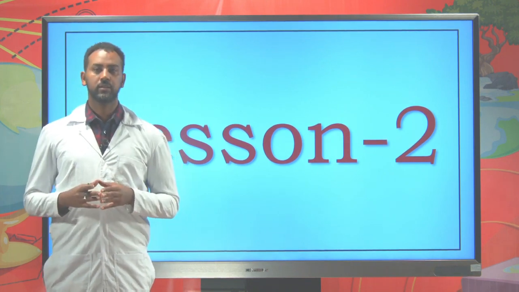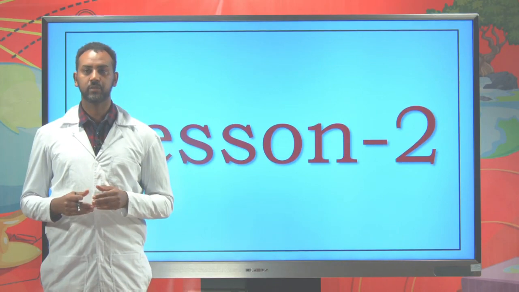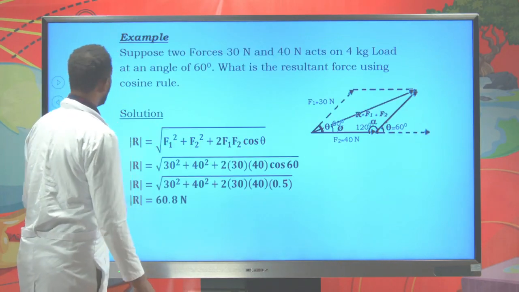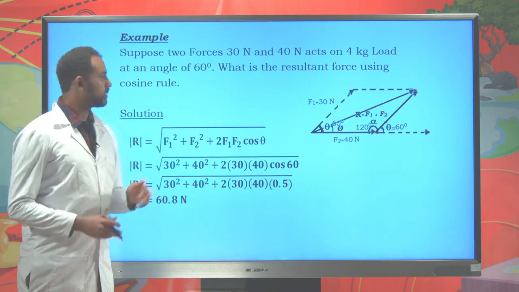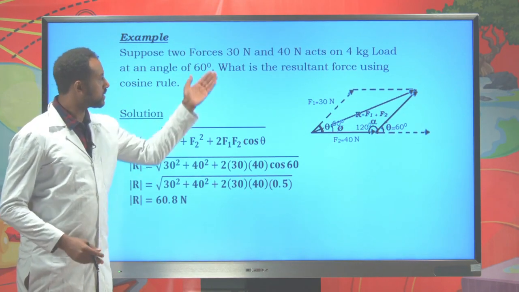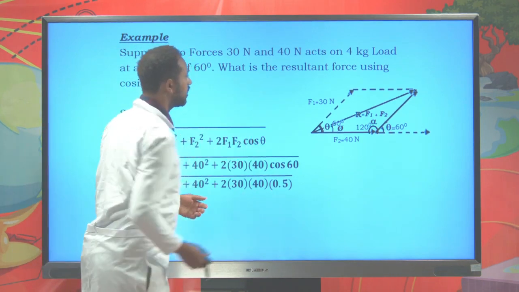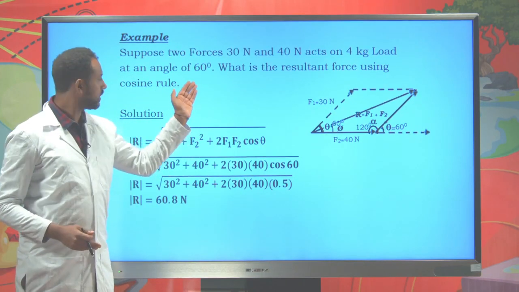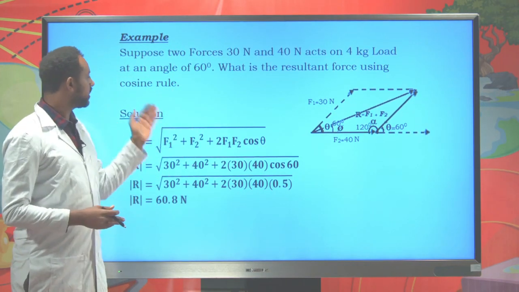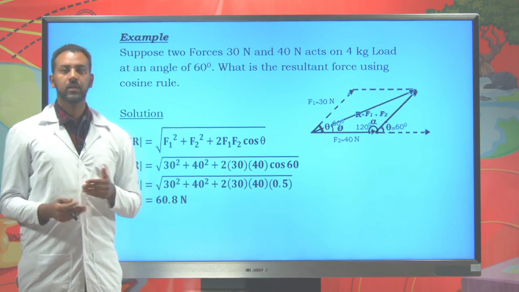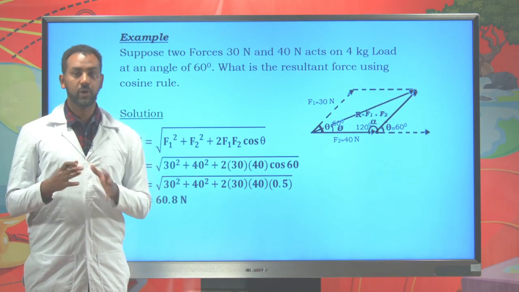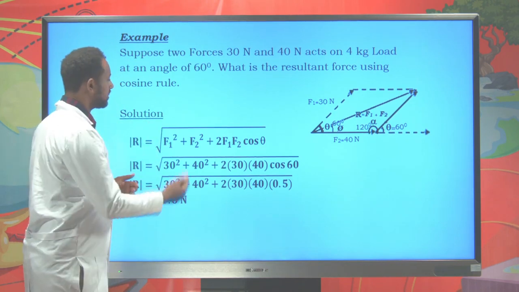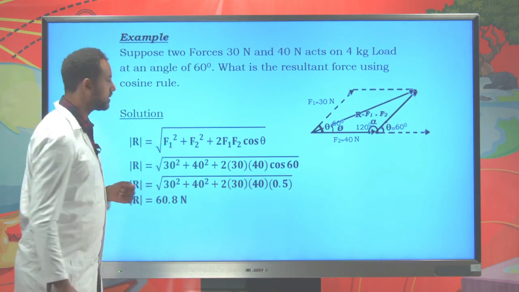Let's try to solve one good example, and we'll try to see vector multiplication. Here we have a good example. It says: suppose two forces, 30 Newton and 40 Newton, act on a body at an angle of 60 degrees. What is the resultant force using the cosine law? We have different techniques of finding the resultant vector, and here let's use the cosine law to determine the resultant vector.